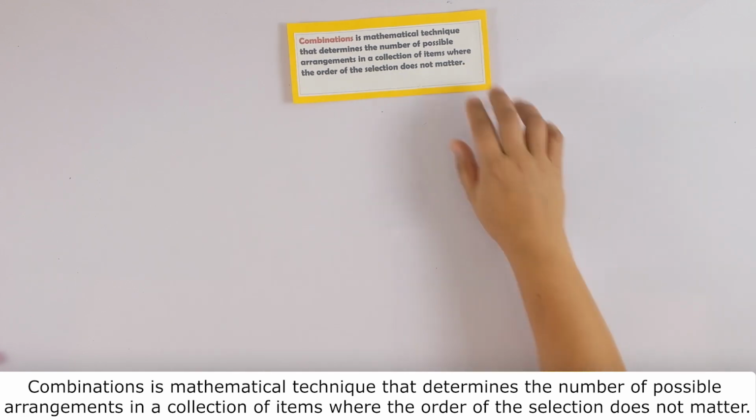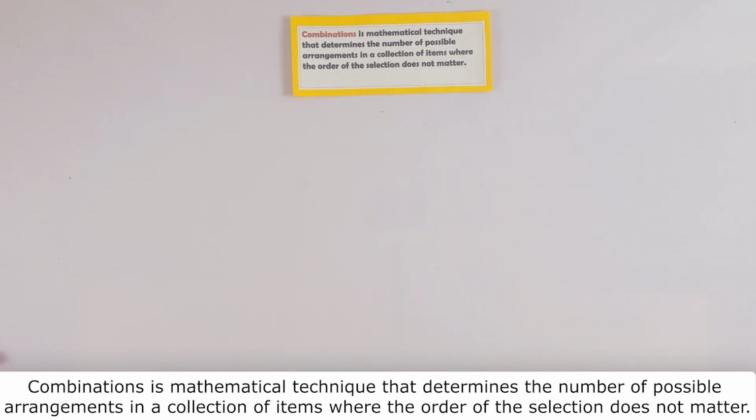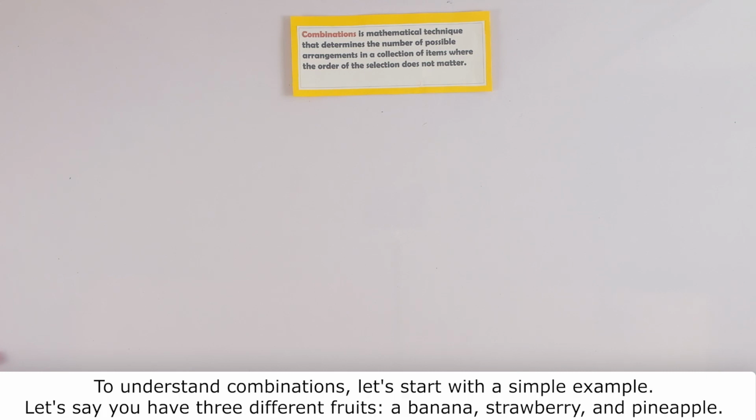Combination is a mathematical technique that determines the number of possible arrangements in a collection of items where the order of the selection does not matter. To understand combination, let's start with a simple example.